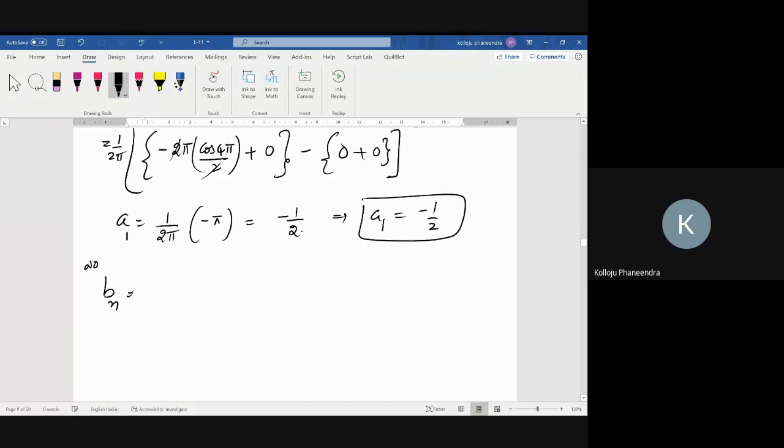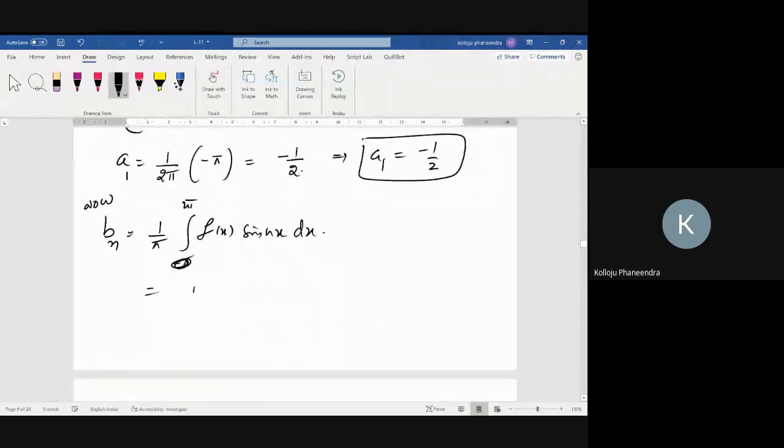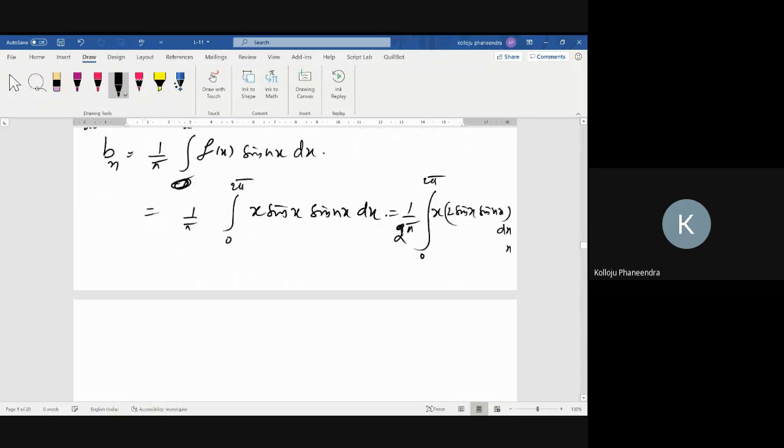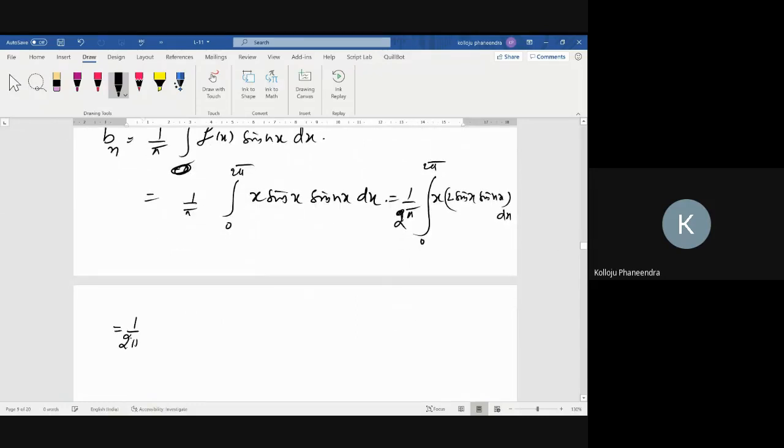Bn equals 1 by pi, integral 0 to 2 pi, f of x into sine nx dx. So this is 1 by pi, integral 0 to 2 pi, x into sine x into sine nx dx, right? Multiply and divide by 2: 1 by 2 pi, integral 0 to 2 pi, x into 2 sine x into sine nx dx. 2 sine A sine B formula.